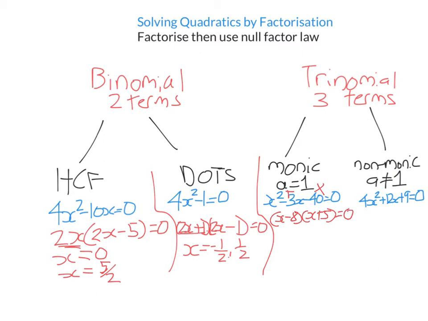The solutions are: if x minus 8 equals 0, x equals 8. And of course, if x plus 5 equals 0, x equals minus 5. They are the 2 solutions. So if you have a trinomial that's non-monic, we need to use the AC method.